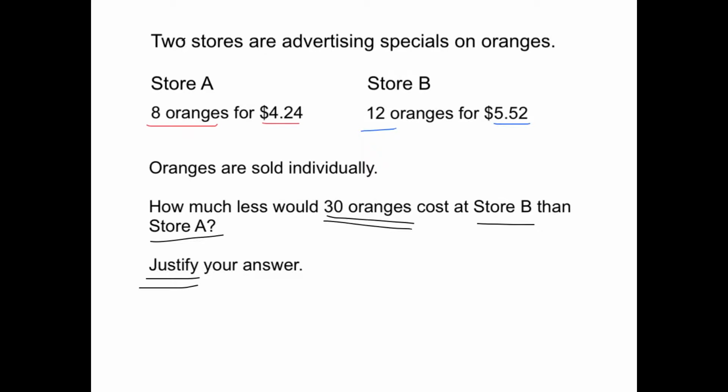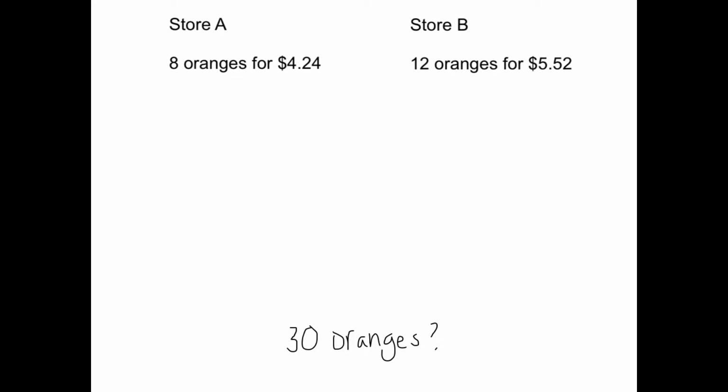Right now, it's hard to compare the cost of oranges because we're given different numbers of oranges. For Store A, we know how much it costs for 8 oranges, and for Store B, we know the amount for 12 oranges. But these numbers are different. It would be easier to compare if we had the price for the same number of oranges. Let's see what numbers we're working with: 8 oranges, 12 oranges, and 30 oranges. Can we find a lowest common factor of each of these numbers? And let's think about how that will help us to solve this problem.